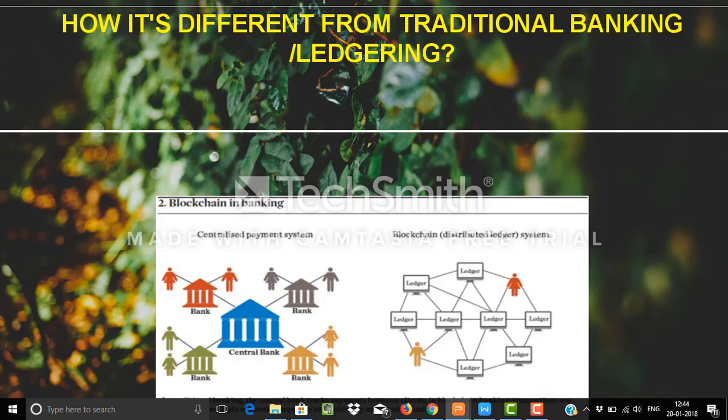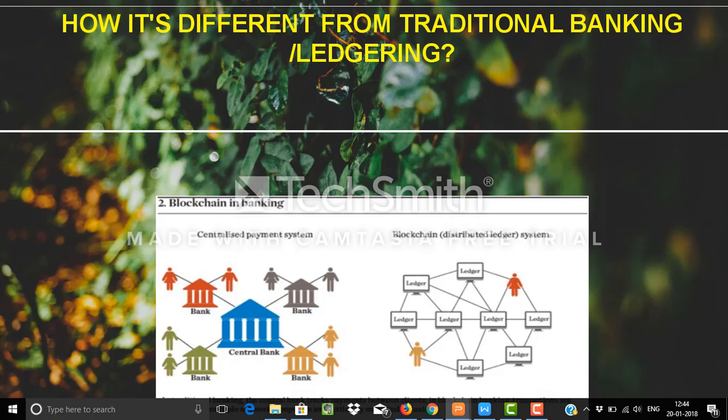So what will happen with blockchain technology? In the traditional central banking system, if you need to make any alteration, you can do it from the central bank only. If the central bank wants to conceal any information, it can conceal it, or it can disclose it. It depends on them.